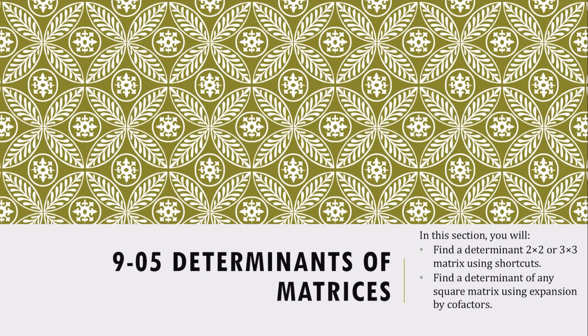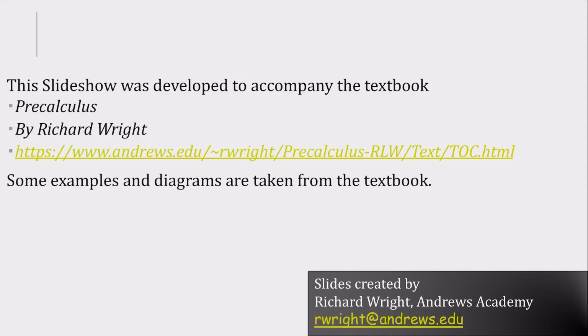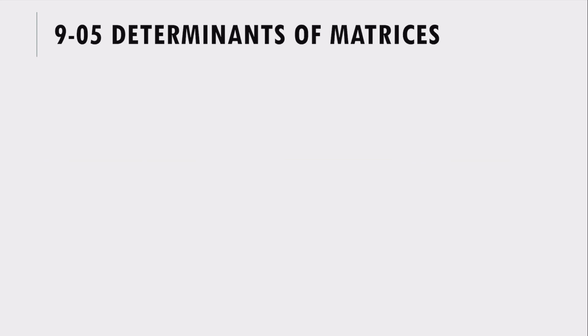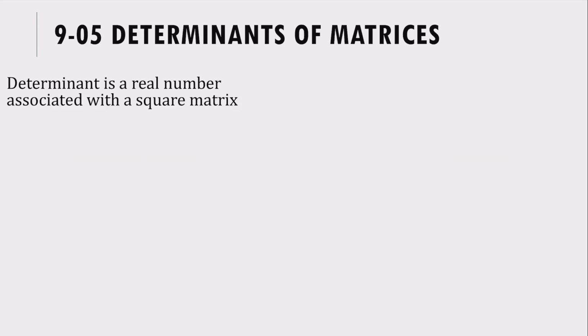Lesson 9.5, Determinants of Matrices. The determinant is a real number associated with a square matrix.